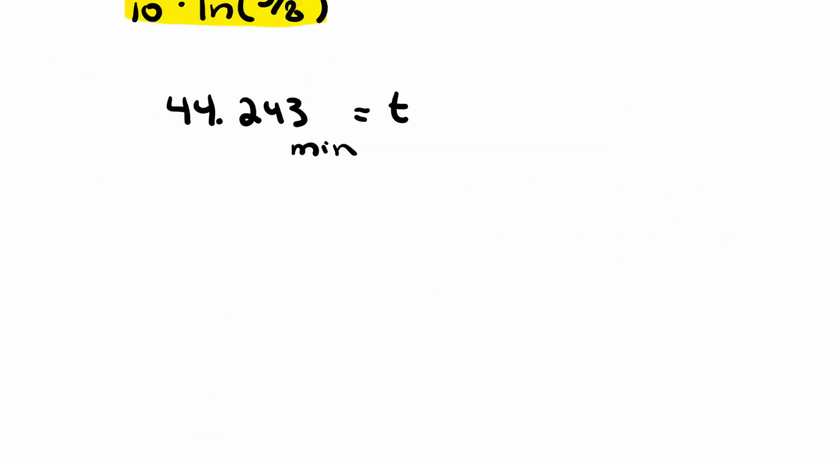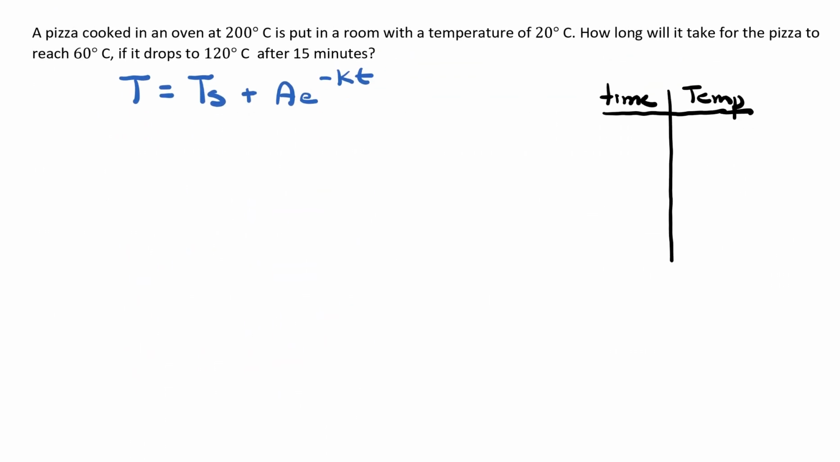Okay, let's take a look at another Newton's law of cooling problem. In this question, there's a pizza cooked in an oven at 200 degrees Celsius, and it's put into a room with a temperature of 20 degrees Celsius. How long will it take for the pizza to reach 60 degrees if it drops to 120 degrees after 15 minutes?